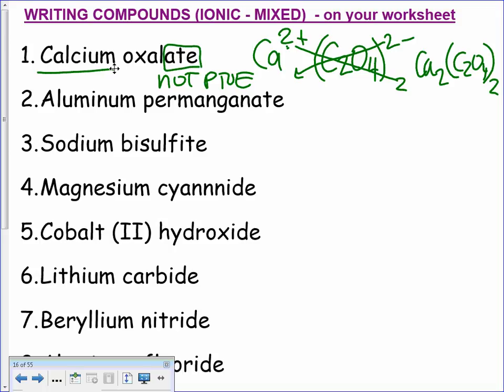Yes, ma'am. Since they're both 2s, can't you reduce it? That's exactly what we're going to do. So we're going to reduce this 2 and this 2 down to 1 and 1. So Ca, parentheses, C2O4, and parentheses. 1 and 1 is indicated there by not writing anything down. And that, my friends, is calcium oxalate. Okay? Let me pick another one that I know you can do.